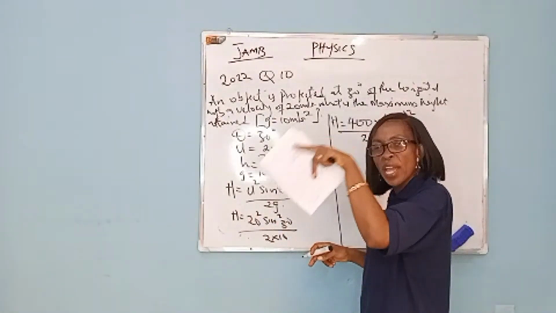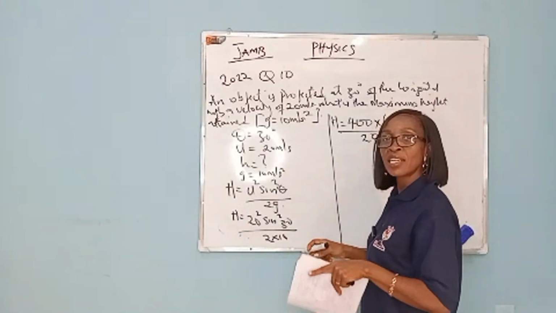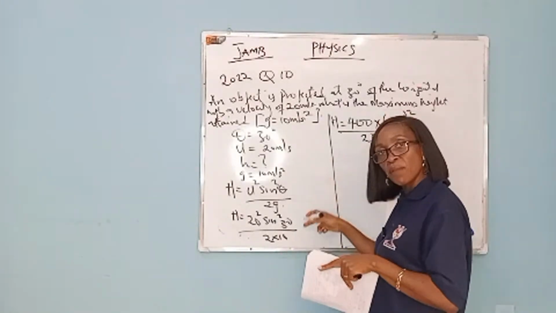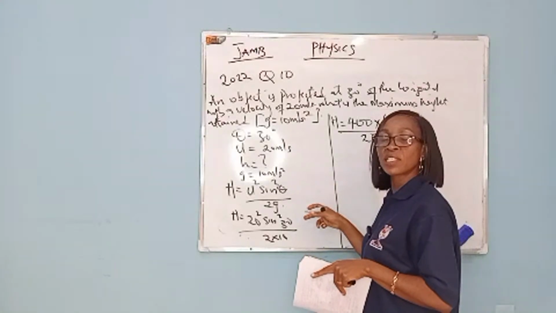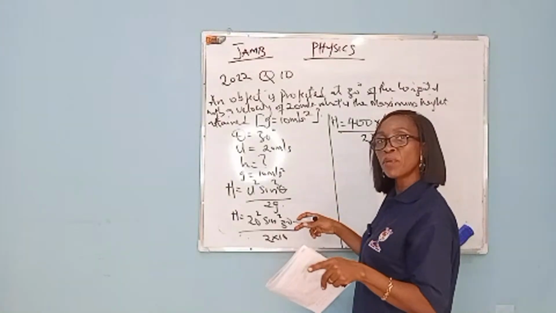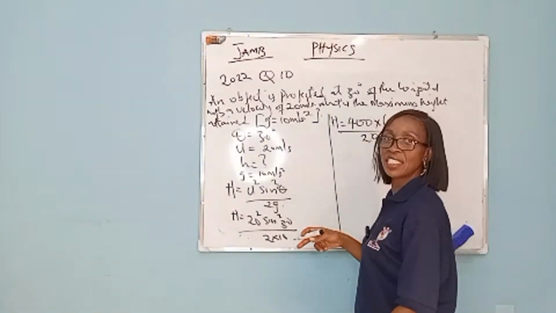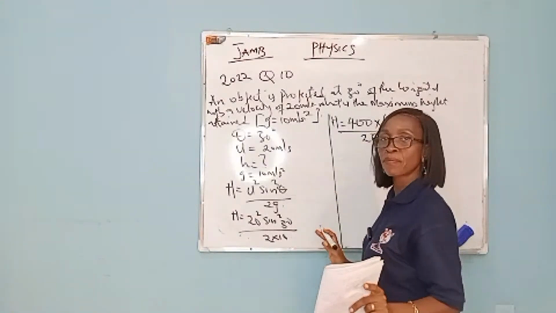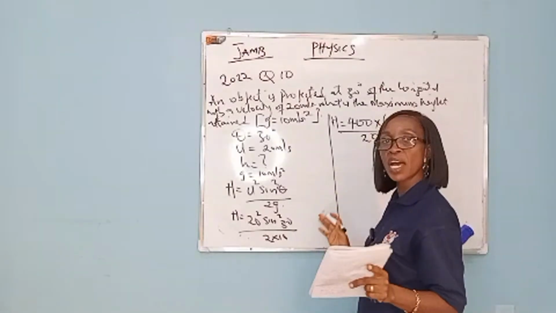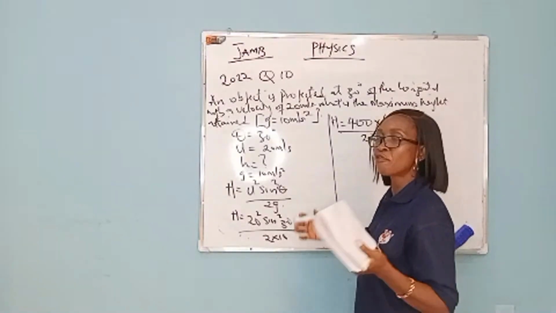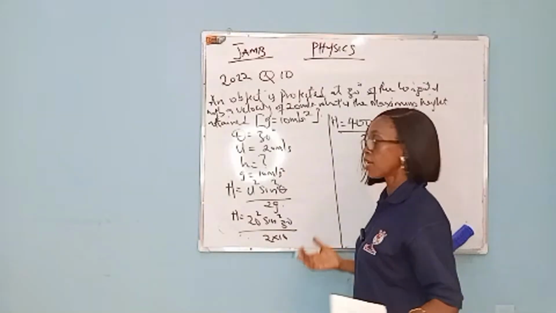Remember, it's sine squared theta, not sine 2 theta. Sine 2 theta means 2 times the sine of 30 degrees. Sine squared theta means the square of sine 30. So there are two different things. We should be conversant with our formulas for range, for time of flight, and for maximum height when it comes to projectile. It's okay.